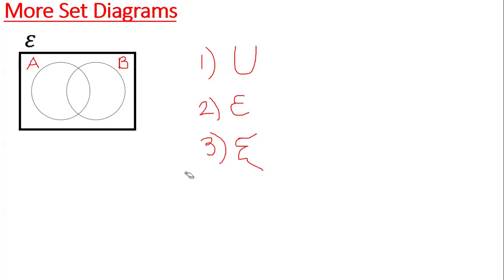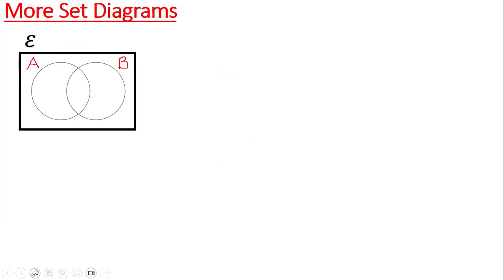It's definitely out of character for real to use an epsilon. But we could use epsilon in this case. We shade in everything. That's correct. The whole rectangle, because that's what the universal set is basically, the whole rectangle. Does that make sense?